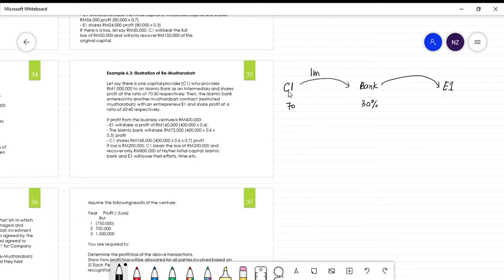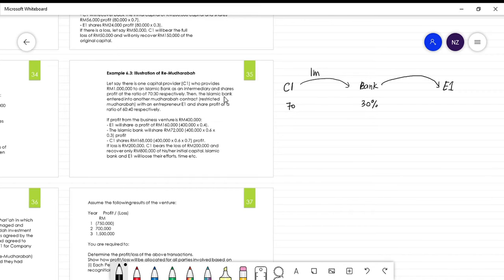Probably C1 gives capital, gives money to the bank so that the bank can manage or invest in E1's project, right? So now the bank is the intermediary, or middleman, between C1 and E1. Using the 1 million from earlier, it goes into another mudharabah contract with E1. Okay. So, it says they share profit 60%, 40%.